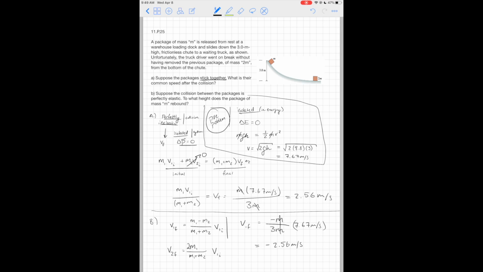And what height does that amount to? Well, if we go back up to what we had here, I'm saying that I have mgh, m's are going to cancel, equals 1/2 v squared. So if I say h is equal to 1/2 v squared over g, I think that looks about right. Let's plug and chug. 0.5 times 2.56 times 2.56 divided by 9.8.